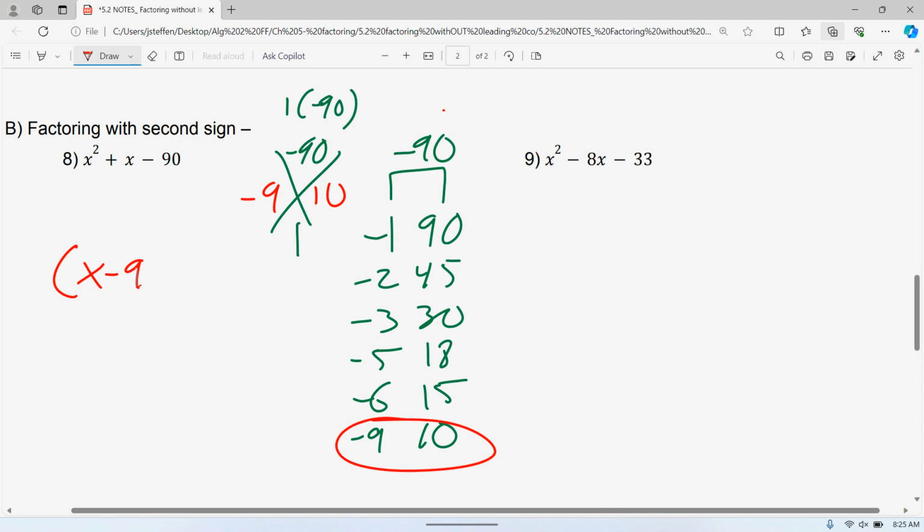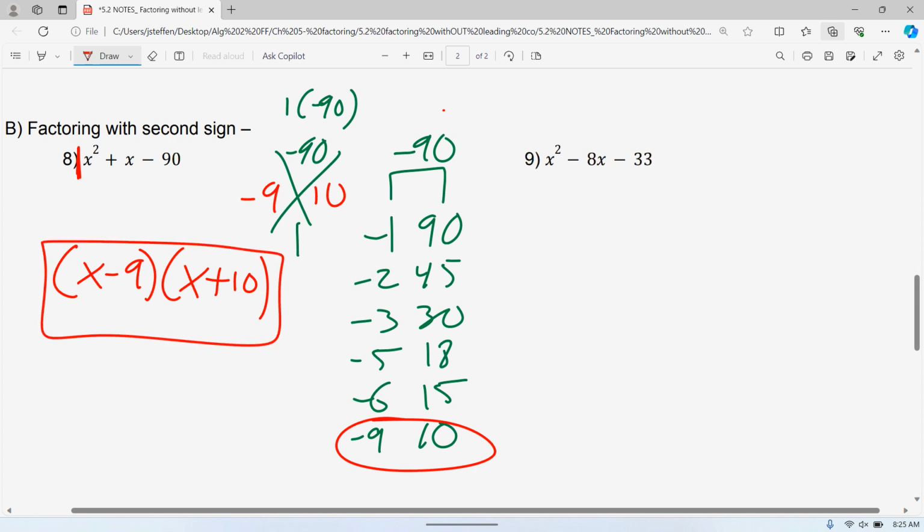x minus 9 and x plus 10. Again, normally speaking, we would divide those both by 1, your number in front, but that doesn't change anything. So that is our answer for this one.